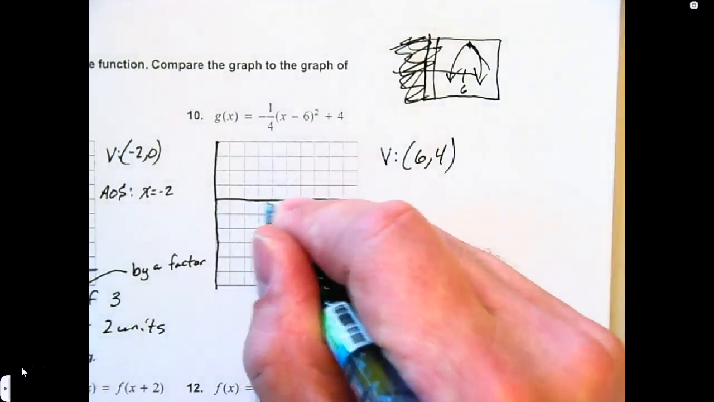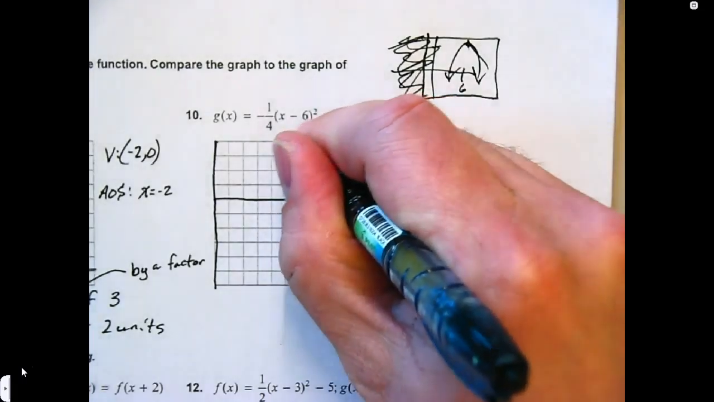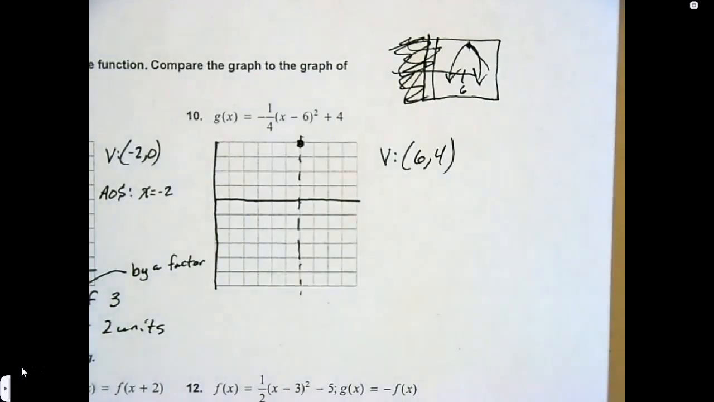Now that I gave away where the vertex was. It's ridiculous. But that's okay. There's the axis of symmetry thingy in the wrong spot.